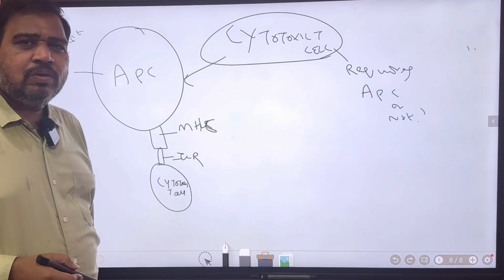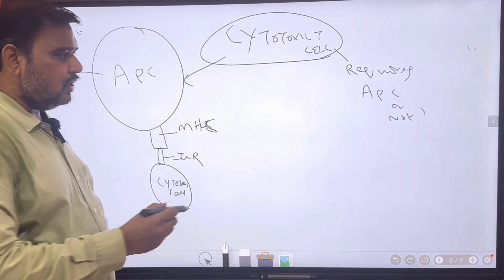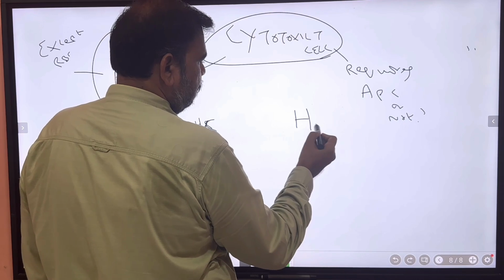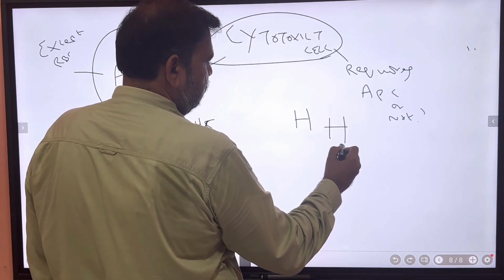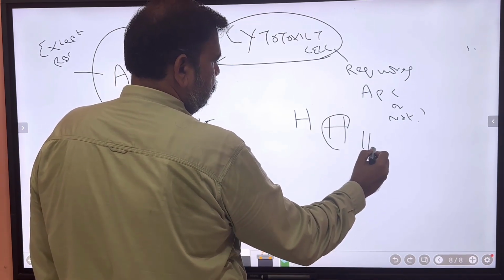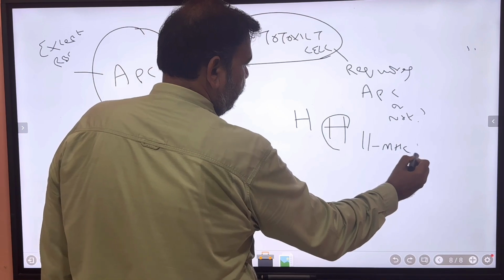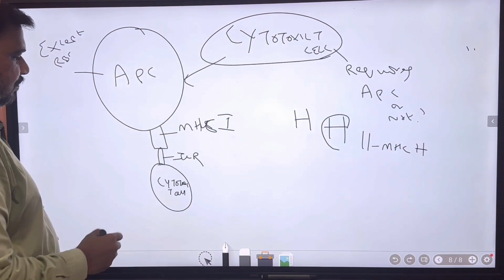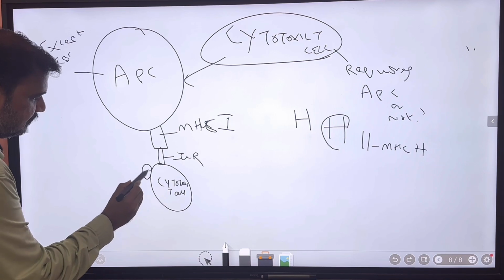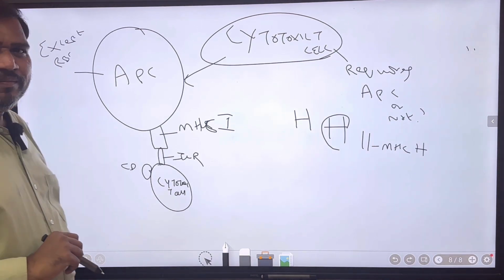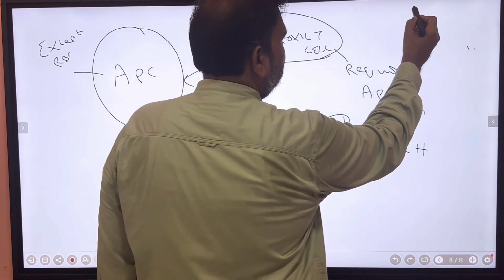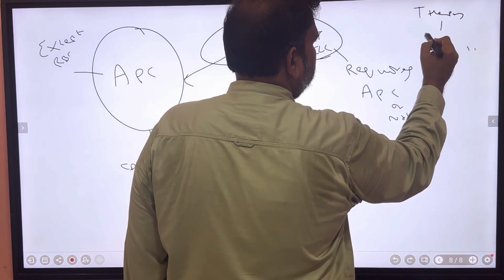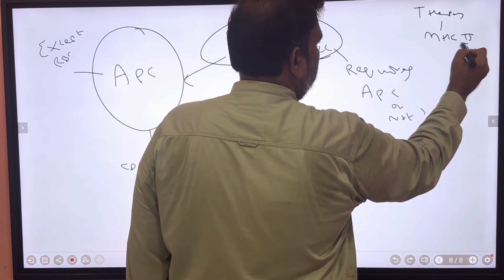Now you tell me, is this MHC 1 or MHC 2? We already explained for helper T cell, H2 or 2H. So 2. So MHC 2 is for helper T cell. So this is MHC 1, very very important. Now again CD will come here. Yes, what CD? For T helper cell, it is MHC 2 and CD4.